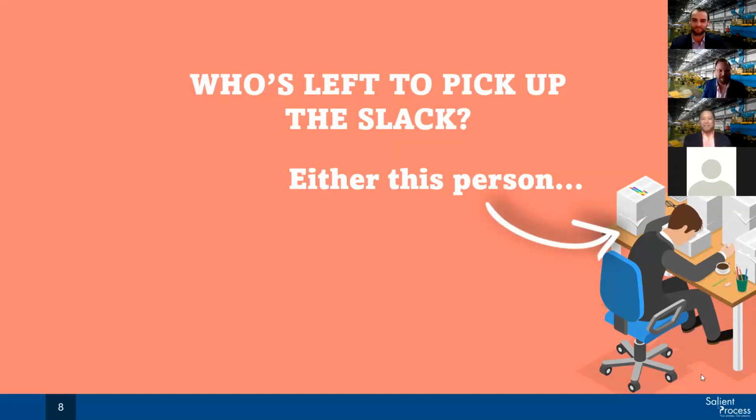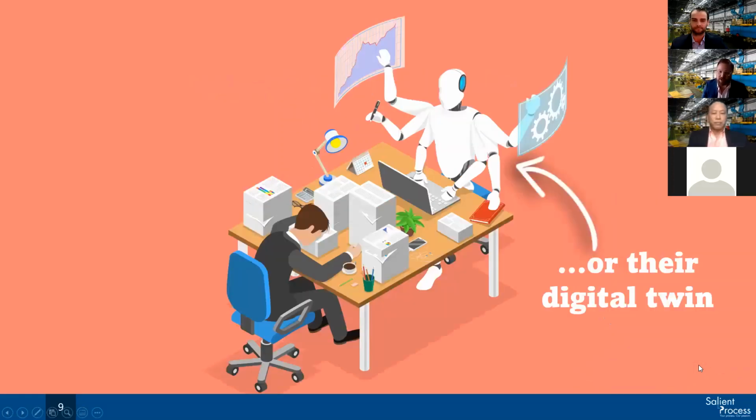But yeah, so as Ben mentioned, these legacy systems of Industry 3.0 leave pretty big gaps, due to the fact that a lot of these technologies are quite siloed, right? So the question, I think, is who's left to pick up that slack? And the answer is either this person, or this being a human, or another option, their digital twin.